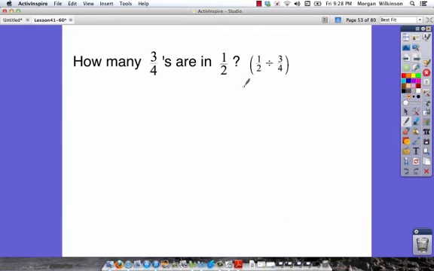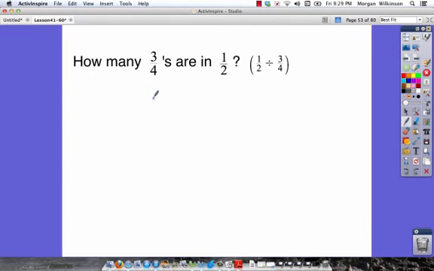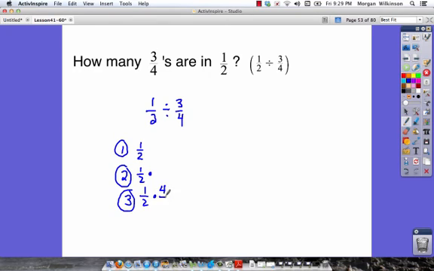Now we've got one more problem. How many 3/4 are in 1/2? Okay, if we looked at this one, we're going to have 1/2 divided by 3/4. If we looked at that last problem, notice we were asking how many 1/2 are in 3/4. So the problem was reversed. 1/2 divided by 3/4. Can you remember that three-step process? If you can, say it out loud. Step 1, copy. Step 2, dot. Step 3, flip. So we've got 1/2 times 4/3.